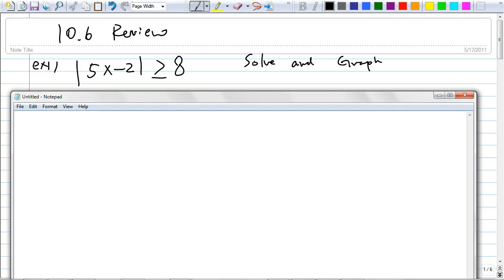Okay, we're going to review these inequalities, absolute value with inequalities. Okay, these will be on your test. So let's review by doing this one first. Okay, everybody go ahead and try. Give you some time. Okay, everybody try. Solve and graph. Okay, go ahead.